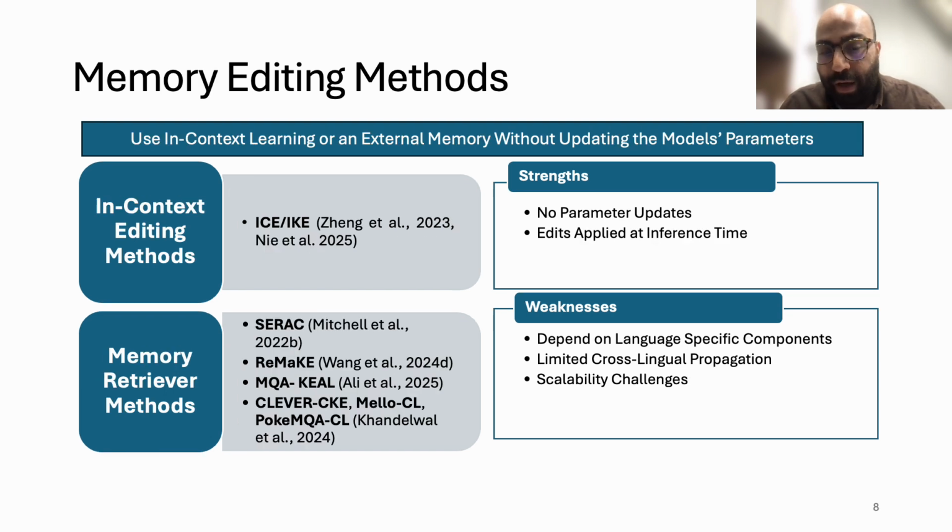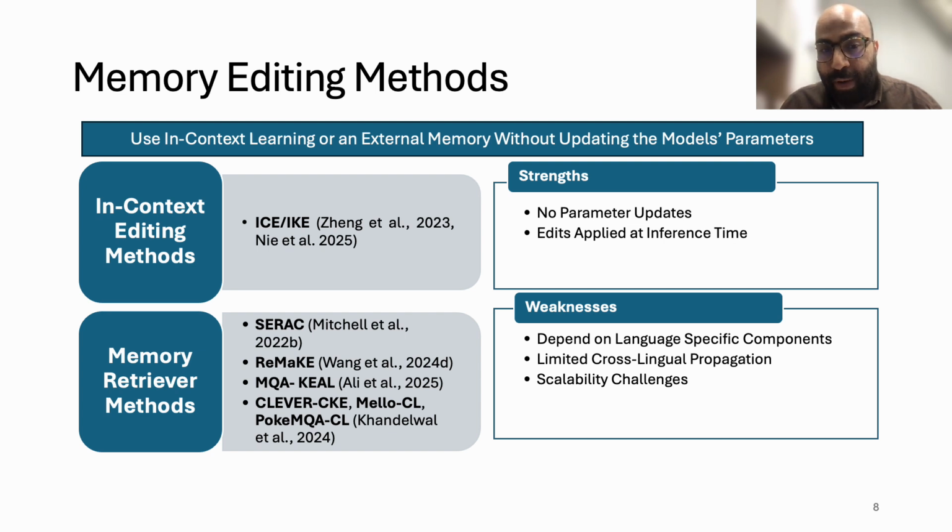Memory-based methods, on the other hand, perform knowledge editing without modifying the model weights. We group them into in-context editing methods and memory retrieval methods. In in-context editing methods, we modify the model behavior by injecting factual corrections into the input prompt without changing the model weights. In memory retrieval methods, we attach an external memory to the LLM and retrieve language-specific facts at inference time. Some notable examples of this include CIRAC, Remake, MQA-KEEL, and Clever-CKE.